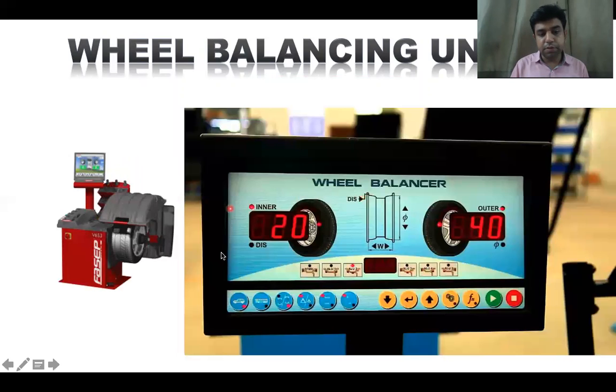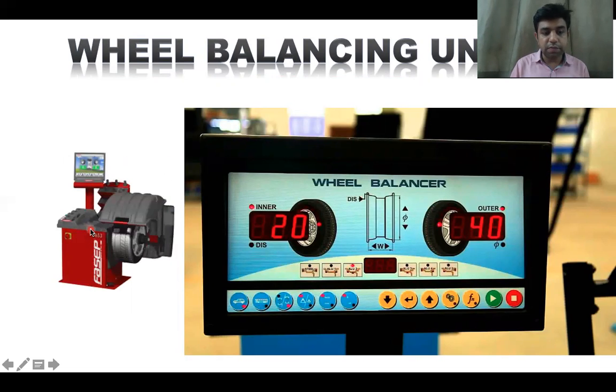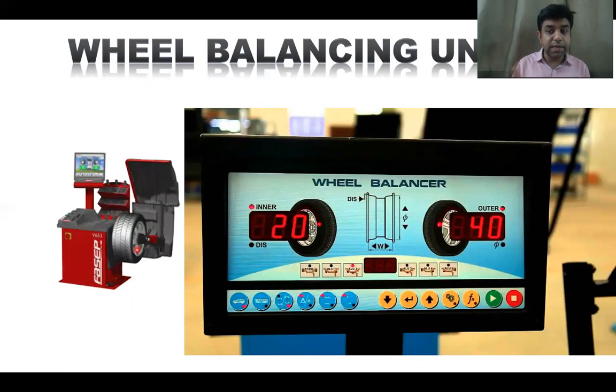After entering that data, you need to spin the wheel. There is one provision on the setup: by pressing that particular button, it will start spinning. After a certain number of turns, it will stop at one particular location, right? If it keeps stopping again and again at only that one location, then it is a case of static imbalance only, right? But if after every spin it stops at a different location, then it is a case of dynamic imbalance. Then you need to put certain weight over the rim section.